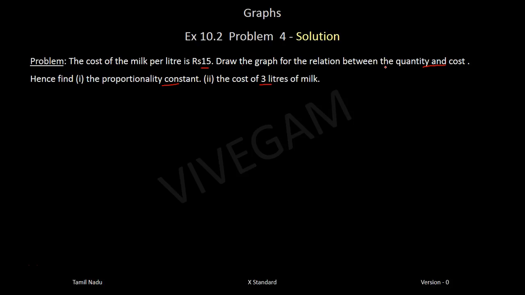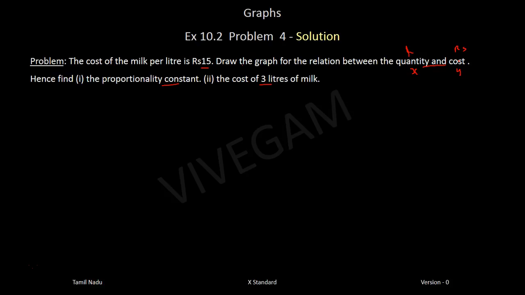So they want to have a graph relating quantity to cost. Quantity is in liters, right? And the cost is in rupees, right? So basically this is your y and this is your x. Okay, so for 1 liter the cost is 15 rupees. For 2 liters the cost will be 30 rupees. So for 3 liters the cost will be 45 because 3 into 15.